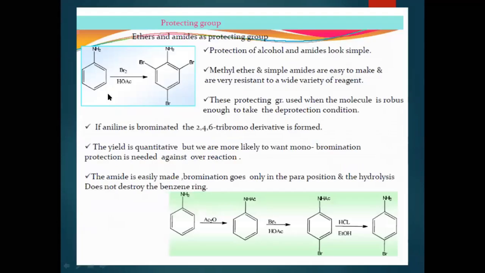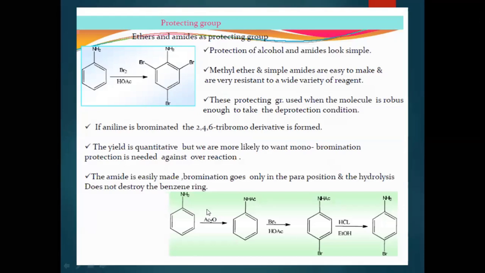So the example is aniline. Suppose, in the absence of any amide functional group, you have only NH2, which is an activating group, and you try to do the electrophilic substitution with the help of bromine in acetic acid, you will get 2,4,6-tribromoaniline. And suppose your aim is to have only one monobromoaniline, then you need to use the protecting group.